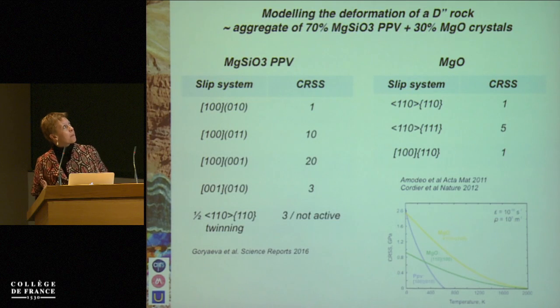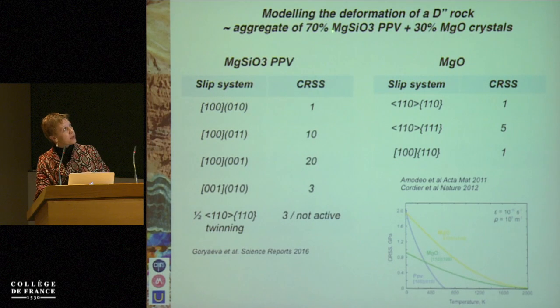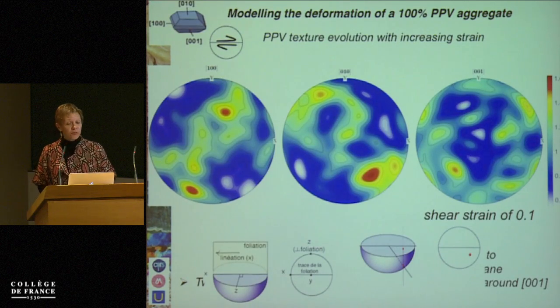So you see the main input parameter in this kind of modeling is how hard the different slip systems are. And this is what I used. I did the models for an aggregate that's composed of 70% post-perovskite and 30% magnesium-wustite. And for magnesium-wustite, I also used the results from the atomic scale modeling from the Lille group. And if I do that, I can get a texture evolution.